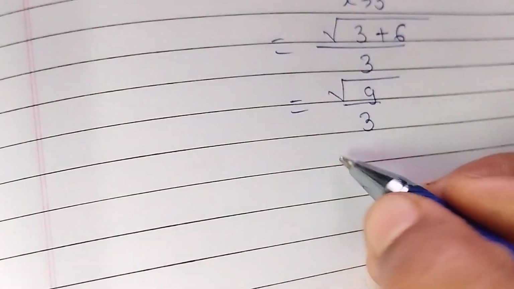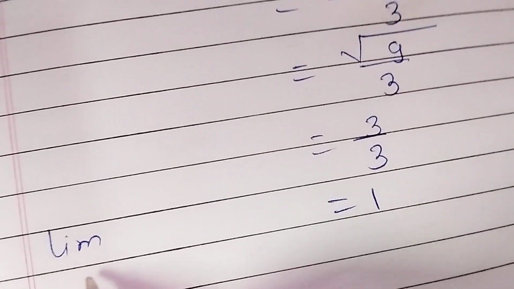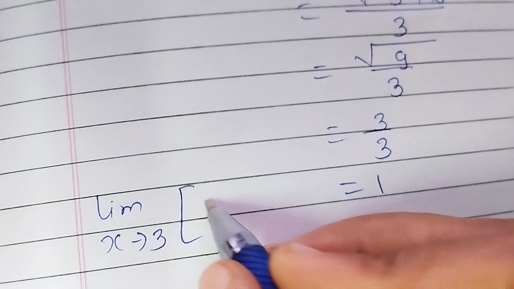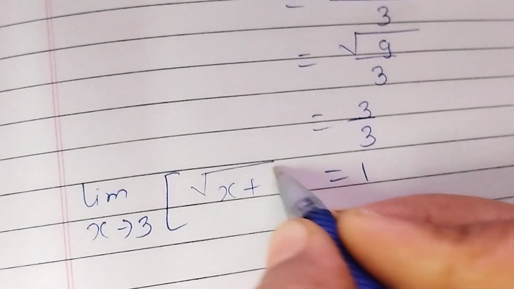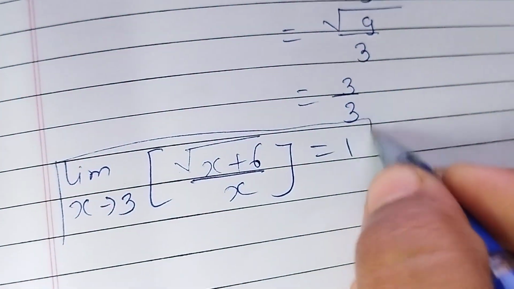What is the square root of 9? It is equal to 3, then upon 3, so it is equal to 1. So limit x tends to 3 of under root of x plus 6 upon x is equal to 1. This is the answer.